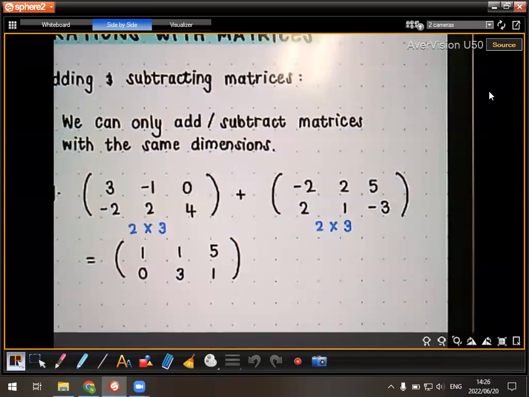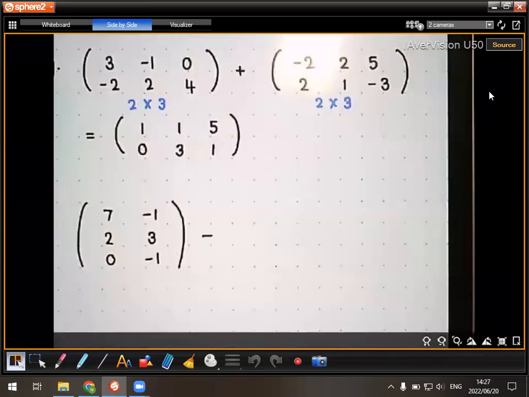It really is as simple as that, guys. Just match the numbers up and add or subtract. This will definitely be in your exam. Negative 2 plus 2 is 0. Next one, 2 plus 1 is 3. Last one, 4 minus 3 is 1. There we go.